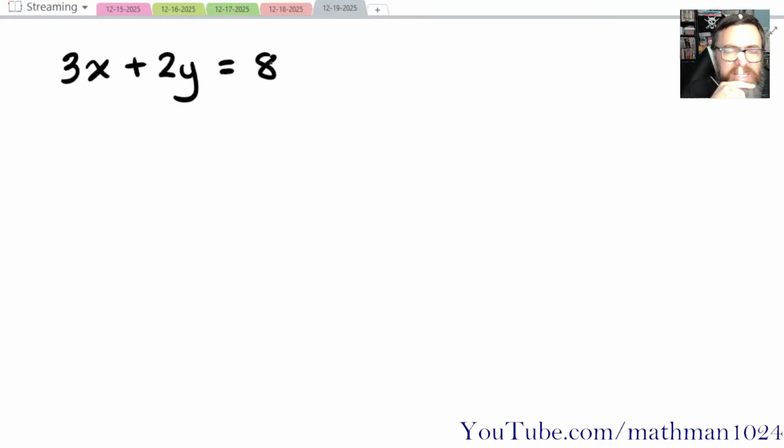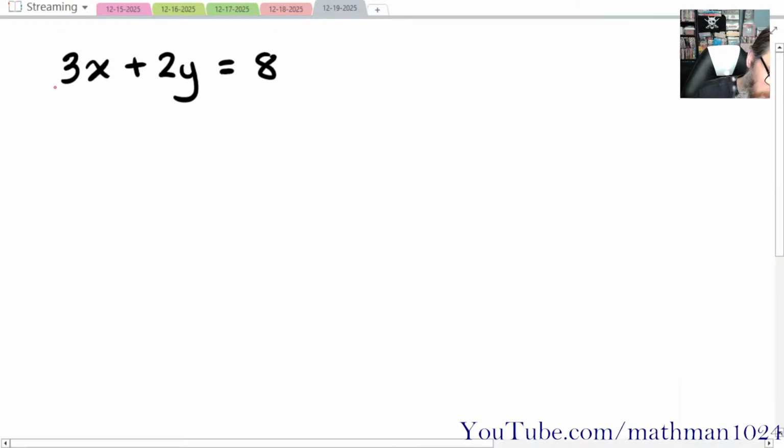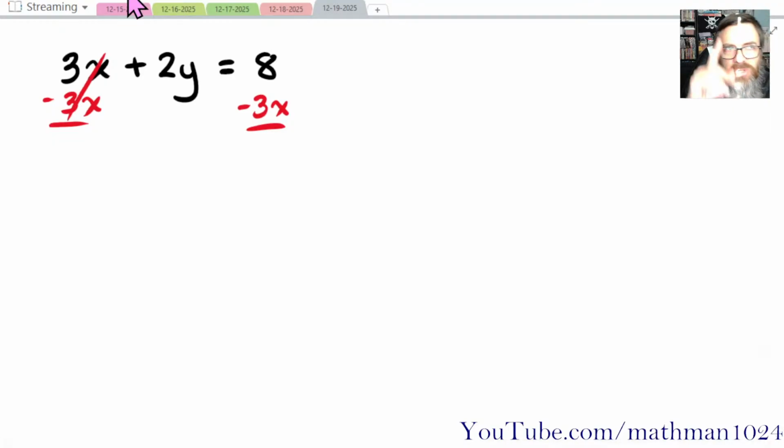So let's do that. If I look at this, it's not in slope-intercept form. To be in slope-intercept form, I have to solve for y. So if you're not y, you go to the other side of the equation. I'm going to subtract 3x on both sides. If you've done this enough times, you probably don't need to write that, and you can just move it over and write that as a negative 3x.